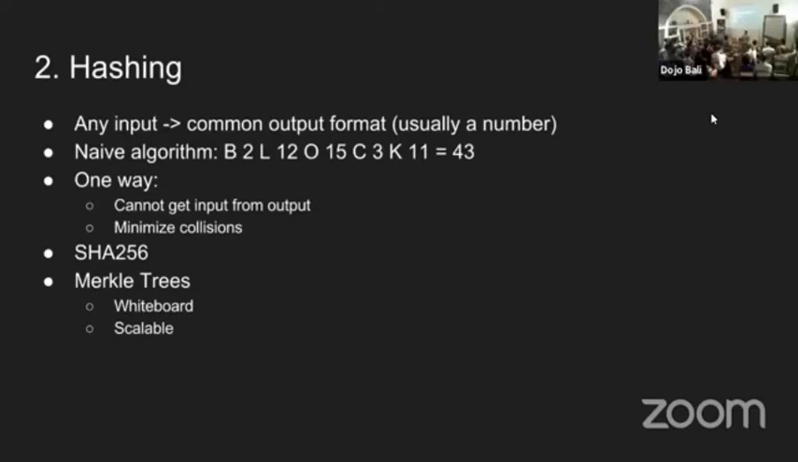So what is hashing and what is a hash? Simply, hashing is a way that you can take any input and convert it into a common output format, and that output format is usually a number.